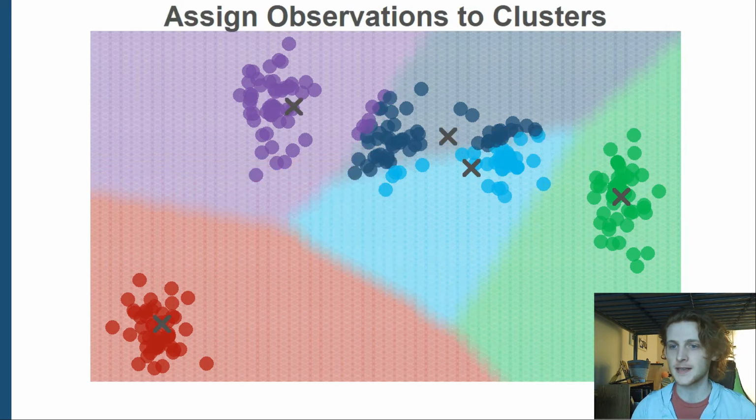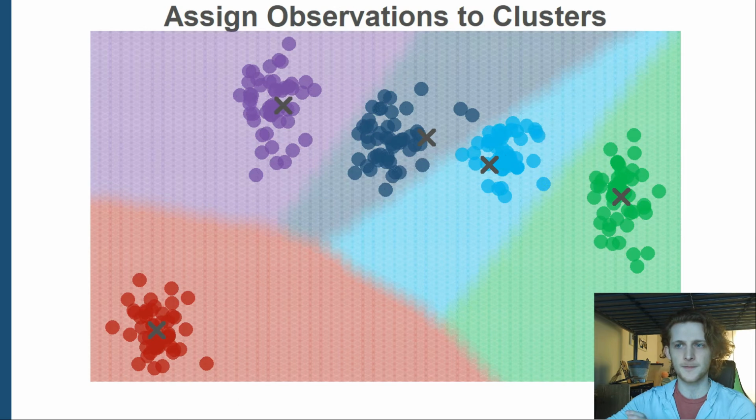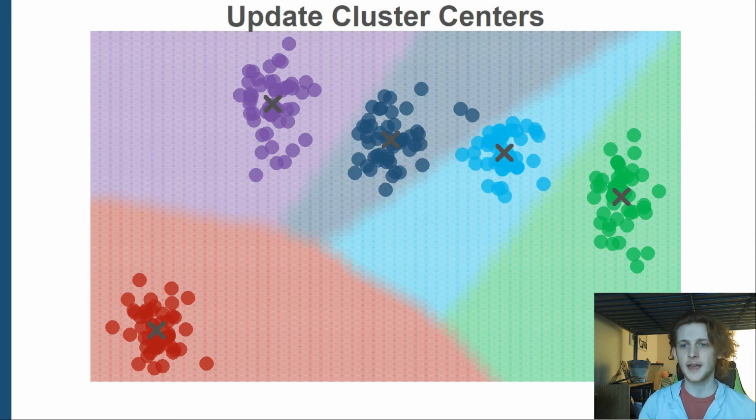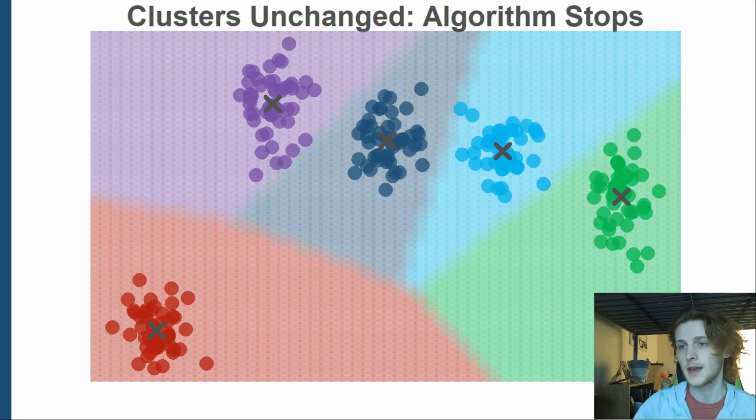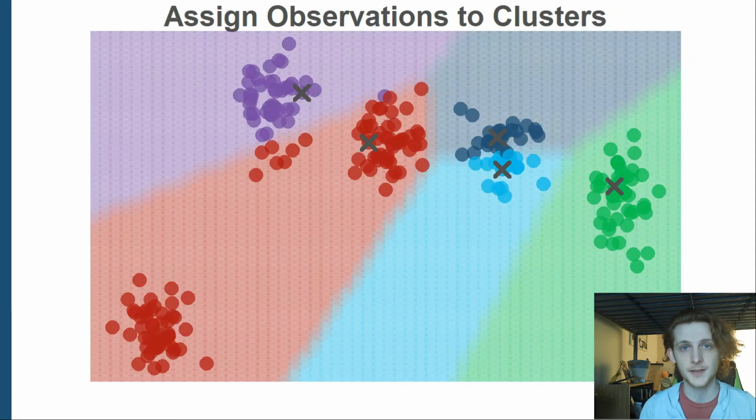So here you see that the red cluster started up further up and to the right, and it moved down to the left. And then eventually the points that fall in that cluster did not change. And that's also eventually the case for all the clusters. And that's how you know that the algorithm has come to a stop and you've determined your clusters.